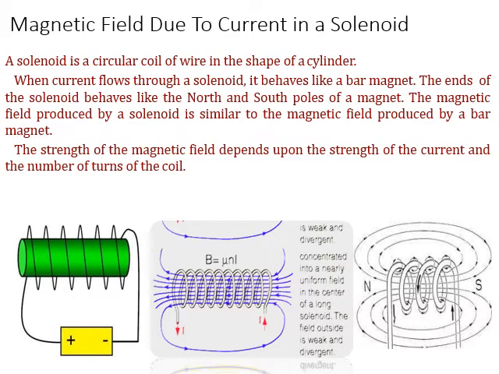Magnetic field due to current in a solenoid. A solenoid is a circular coil of wire in the shape of a cylinder. When current flows through a solenoid, it behaves like a bar magnet. The ends of the solenoid behave like the north pole and south pole of the magnet. The magnetic field produced by a solenoid is similar to the magnetic field produced by a bar magnet. The strength of magnetic field depends upon the strength of current and the number of turns in the coil.